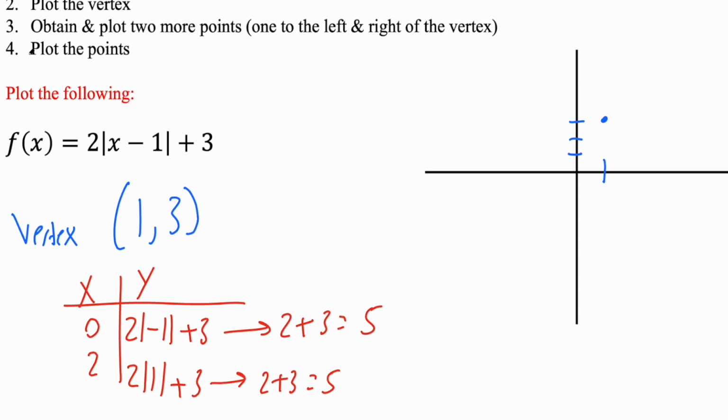Now, our last step says plot the points. So I'm going to go 0, and then I'm going to go up by 5. So 4, 5, we can put a dot. And the other one is right 2 and up 5. Then we just need to connect the dots. That's one of them, and that's our second. And that's pretty much it for this video.